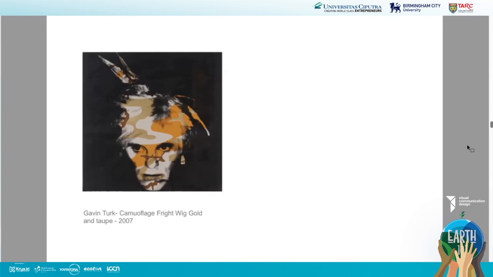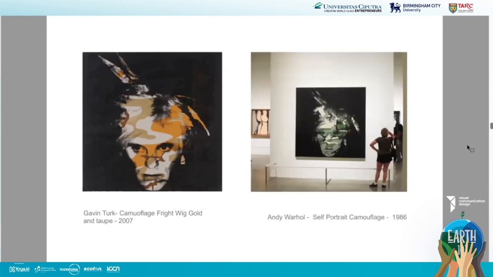So this is actually based on the original version of Andy Warhol's self-portrait Camouflage. So the interesting thing is here, Gavin Turk has called it Camouflage, so very similar in terms of what Andy Warhol has done, but then he's called it Fright Wig. In other words, he might be having a pop at Andy Warhol. Does Andy Warhol wear a wig? I'm not sure, but we're saying in here, Gavin Turk might take that point of view.